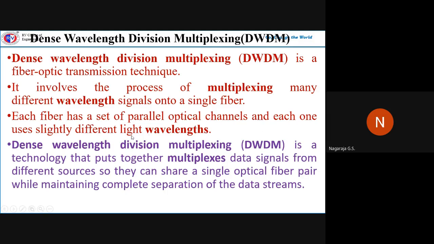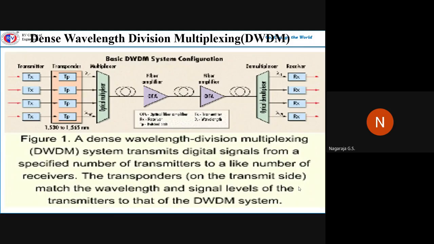This is the key point you're supposed to note with respect to DWDM. It is a technology that multiplexes data signals from different sources so that they can share a single optical fiber pair while maintaining a complete separation of the data streams. Yeah, you can observe it, right?